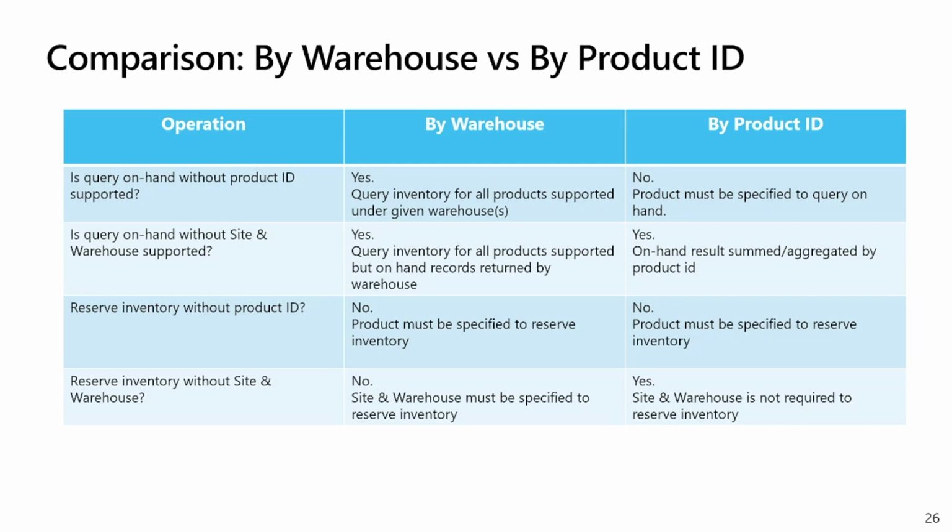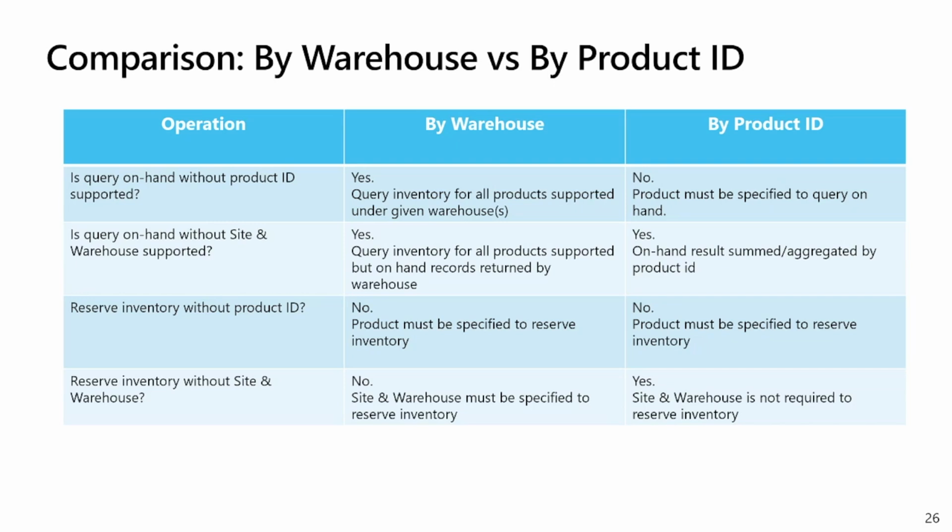Next, we'll be comparing the query on hand without site and warehouse. As we illustrated in the last page, they're both supported. The only exception is that in the case of by product ID, users have control of whether they want to group data by sites and warehouses.